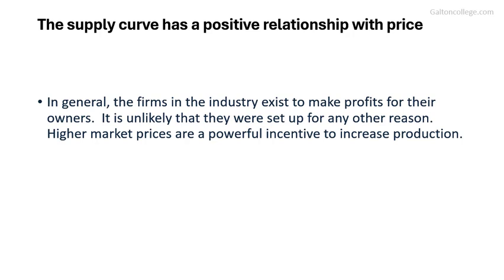Now let's go to this one. In general, the firms in the industry exist to make a profit for their owners. That's why companies exist. They don't exist to amuse people, generally speaking. Some people love to have a business and like the freedom of the business, but they must make a profit. If they don't, they can't exist. They will run out of money, they will go bankrupt. So they need to make a profit.